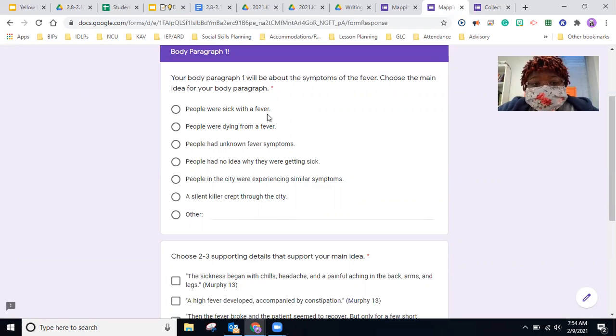People were sick with a fever. People were dying from a fever. People had unknown fever symptoms. People had no idea why they were getting sick. People in the city were experiencing similar symptoms. A silent killer crept through the city. I want you to go through and choose which one you want to use for your main idea.